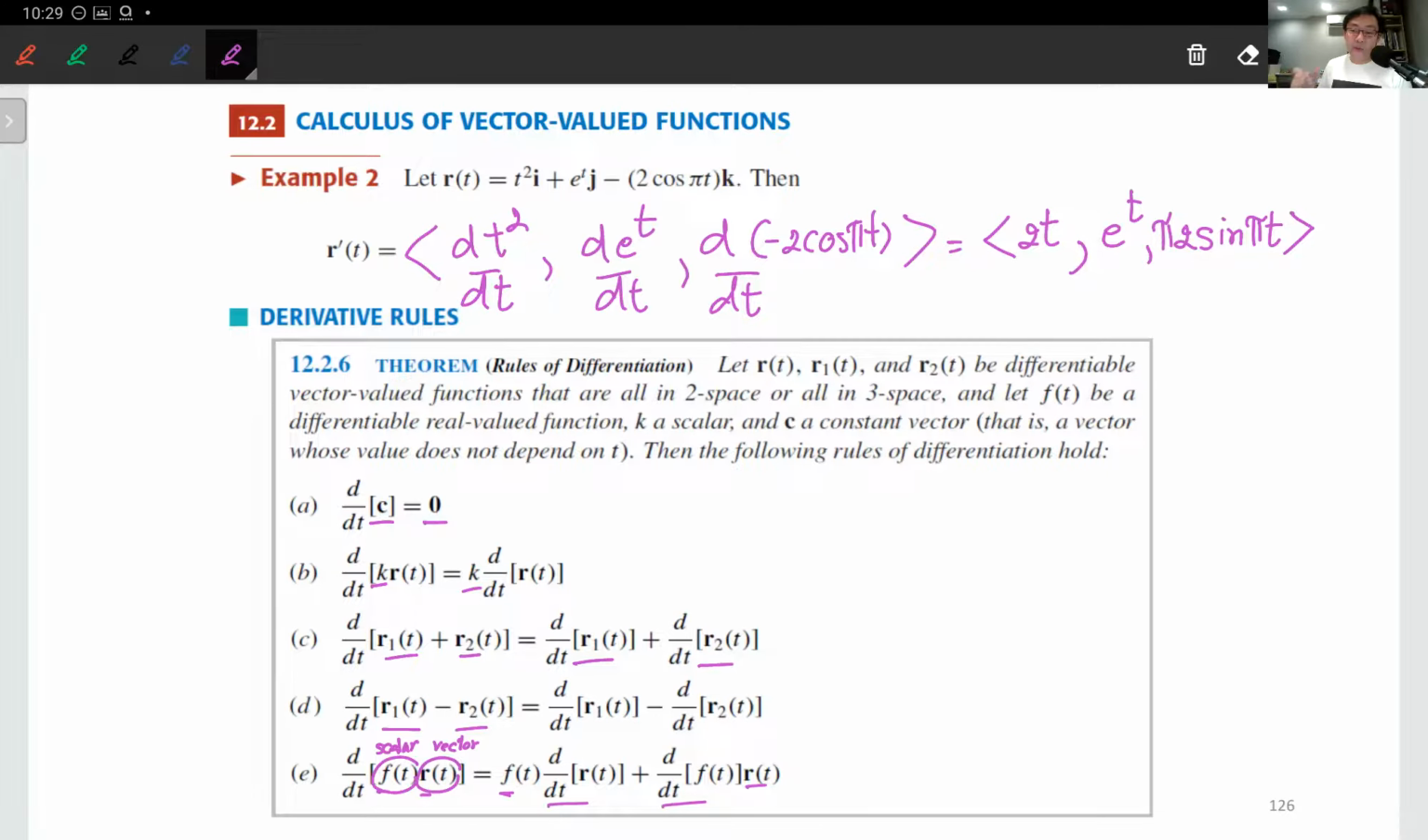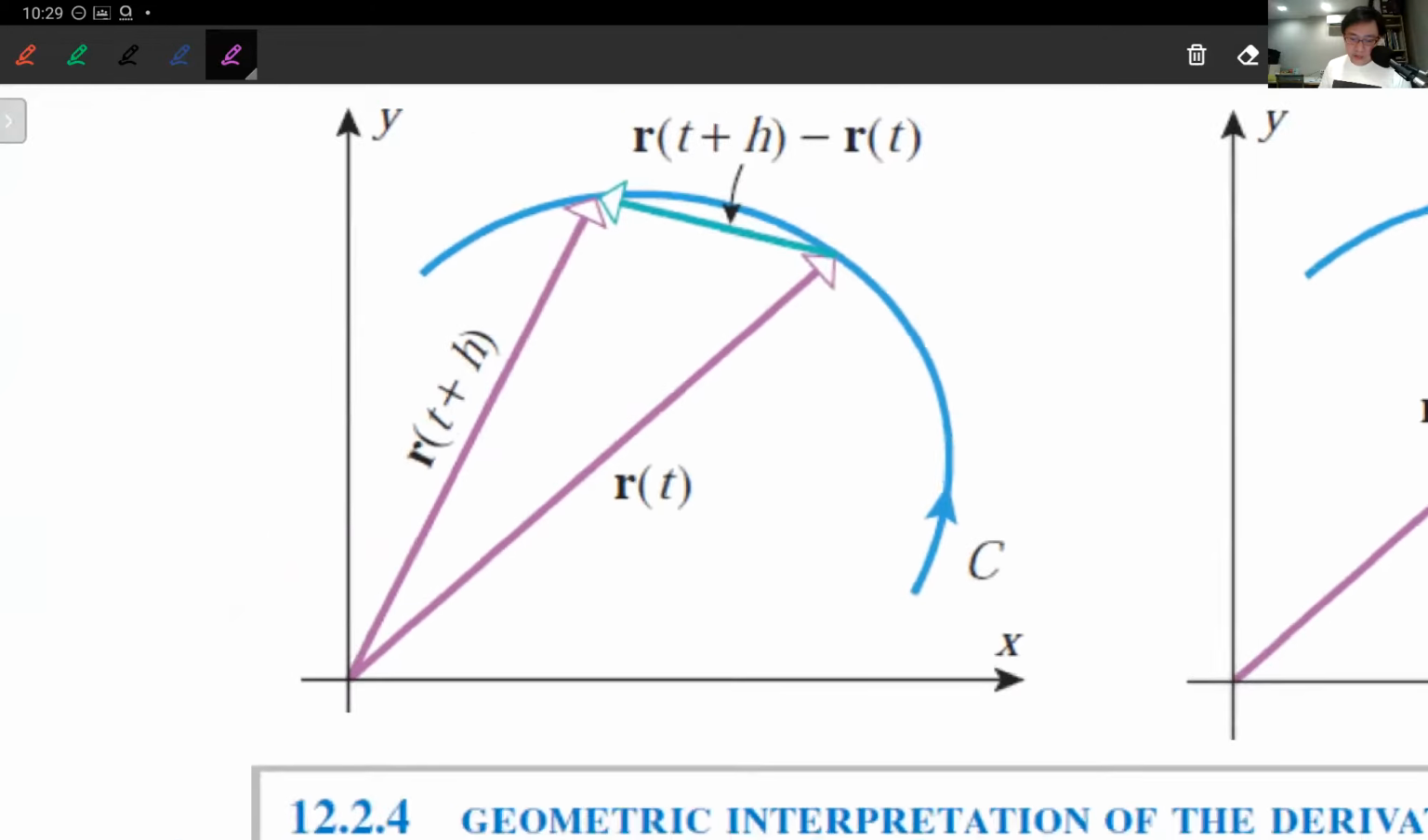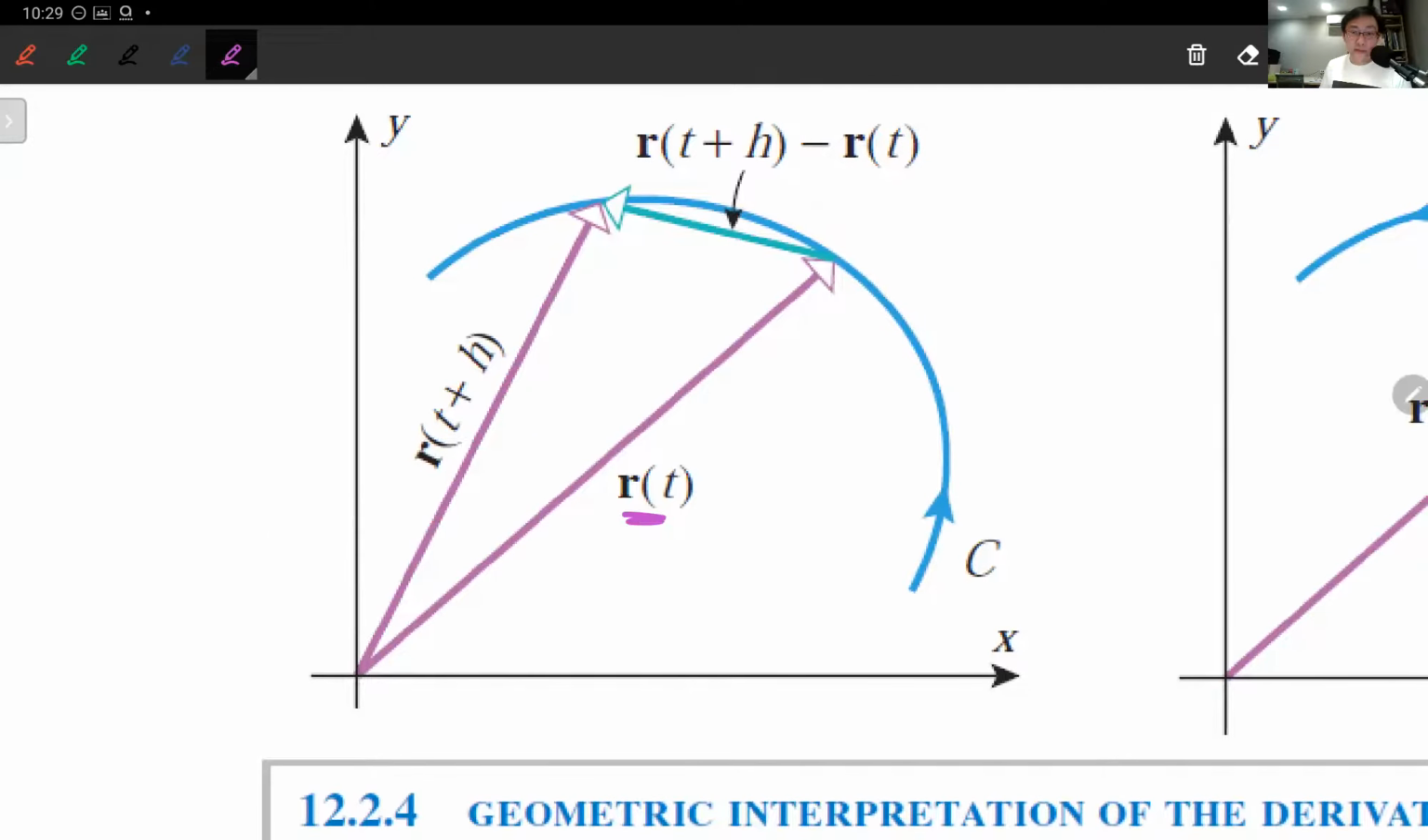The only thing that I would like to emphasize here is what? Direction. Look at this. You have the r. You move it to r at t plus h. So you have r at t, and then you adjust t a little bit. So that is your change to a new value of t. You increase the parameter t by a little bit, h.